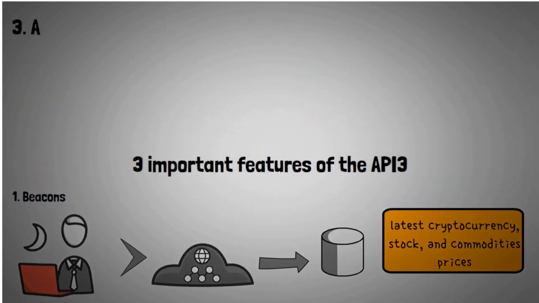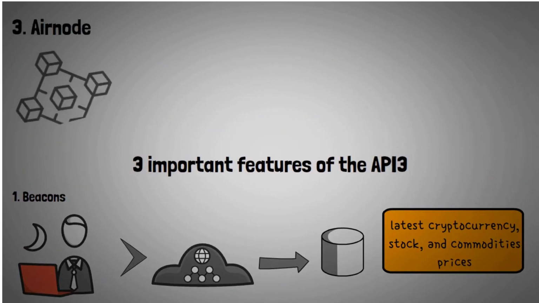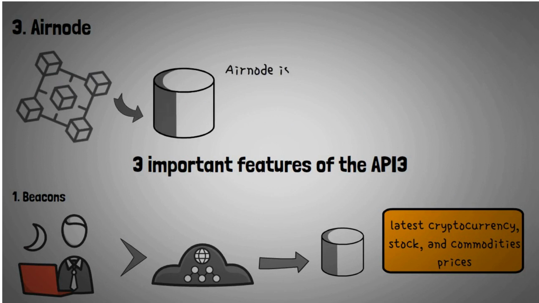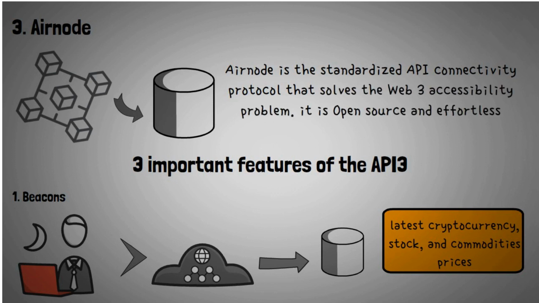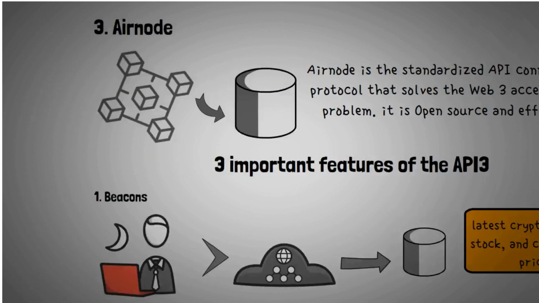And the third is AirNode. Blockchain-based Web3 applications have been limited by their inability to use real-world data and services. AirNode is the standardized API connectivity protocol that solves the Web3 accessibility problem. It is open source and effortless. AirNode is the easy path to Web3. They believe that AirNode is Web3 middleware that connects web APIs directly to smart contracts.